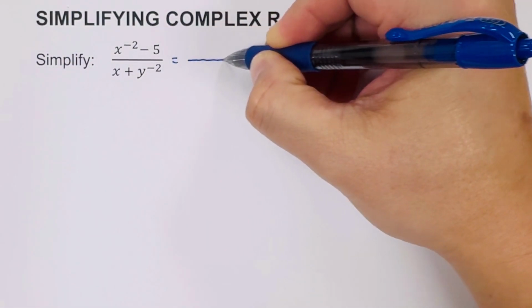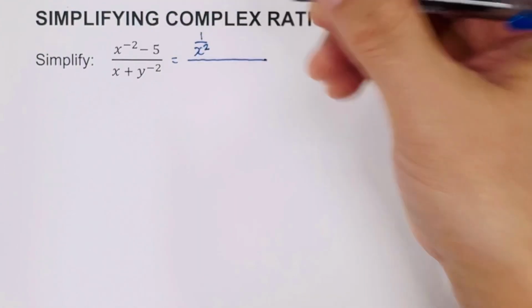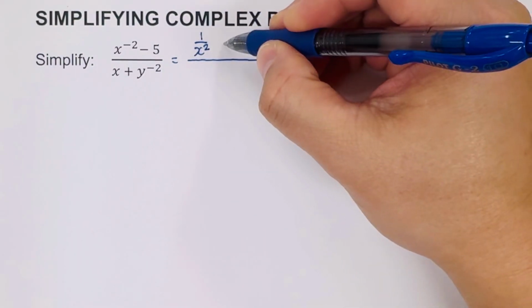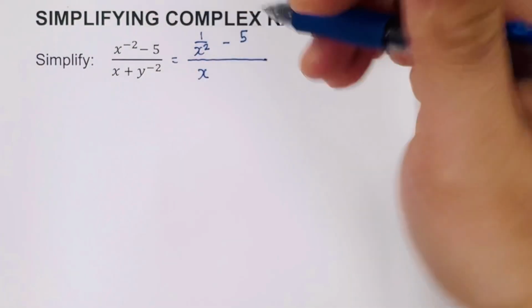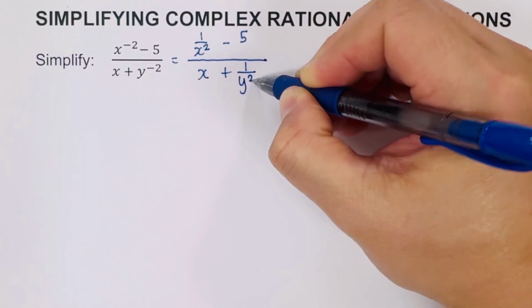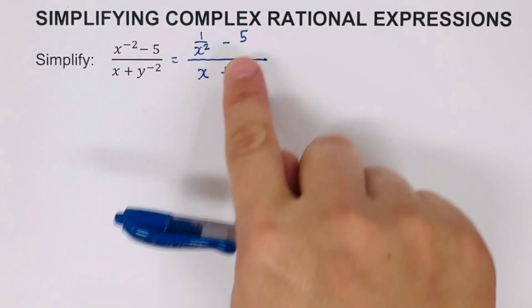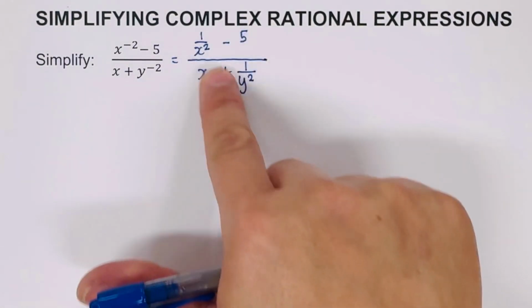So what we do here is we will make this exponent positive by writing 1 over x squared. So if you notice, the 2 now is positive, and then that is minus 5 over x. We do the same thing here, so that would be plus 1 over y squared. So these two expressions are equivalent, but the second expression that we have right here does not have negative exponents. So I'm going to go ahead and rewrite this expression down here.